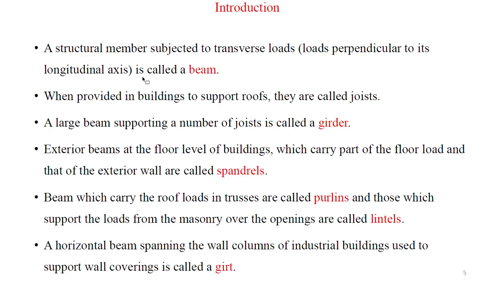When we provide these beams in buildings, we provide them to support the roofs. The beams which support roofs we call joists. A large beam supporting a number of joists is called a girder. These joists will be supported over the girder member.